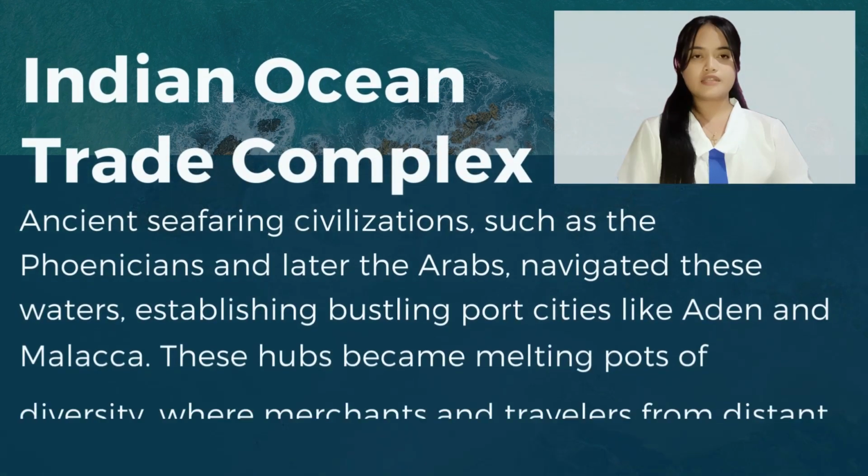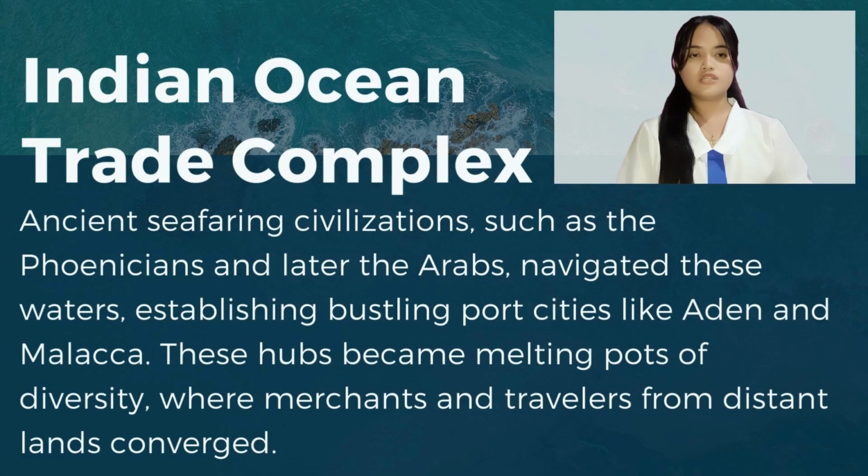The interconnectedness of the Indian Ocean trade complex is evident in historical records. Ancient seafaring civilizations such as Phoenicians and later the Arabs navigated these waters, establishing bustling port cities like Aden and Malacca. These hubs became melting pots of diversity where merchants and travelers from distant lands converged.